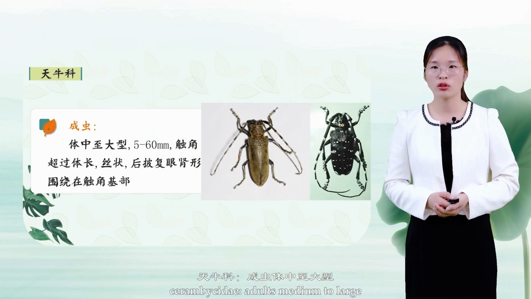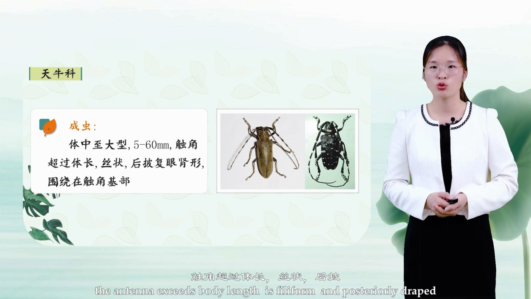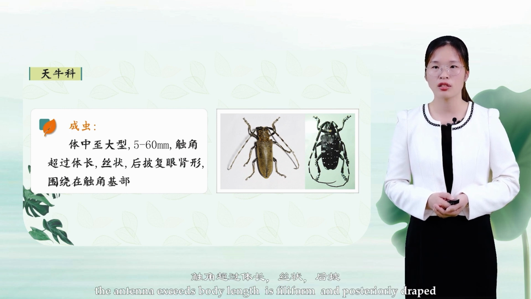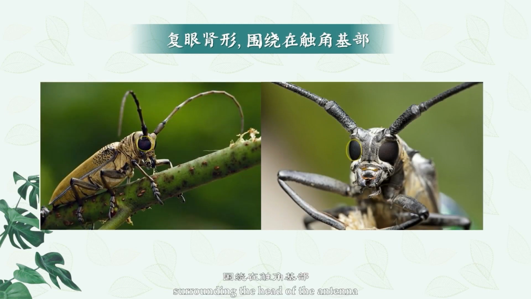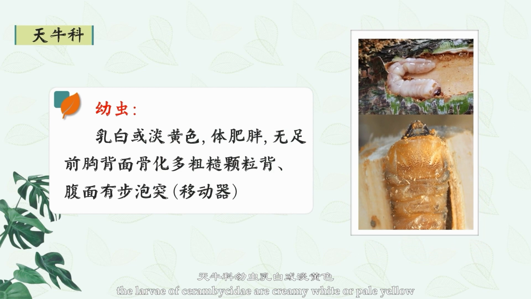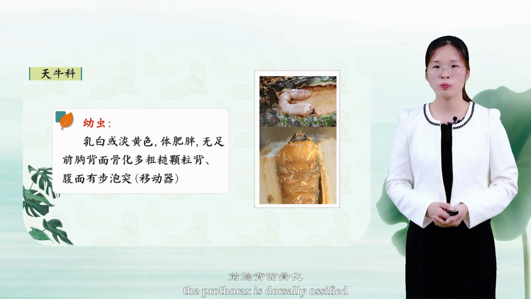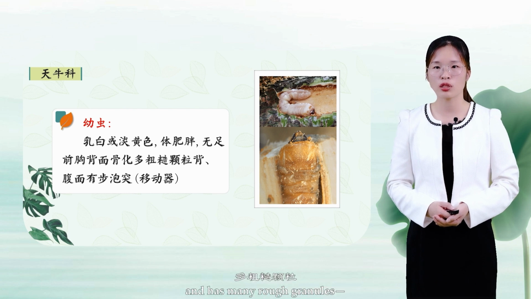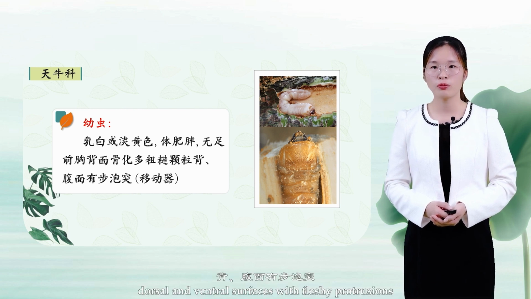Cerambycidae, adults medium to large. The antenna exceeds body length, is filiform and posteriorly draped. Compound eyes are reniform, surrounding the base of the antenna. The larvae of Cerambycidae are creamy white or pale yellow. The body is obese without legs. The prothorax is dorsally ossified and has many rough granules. Dorsal and ventral surfaces with fleshy protrusions.